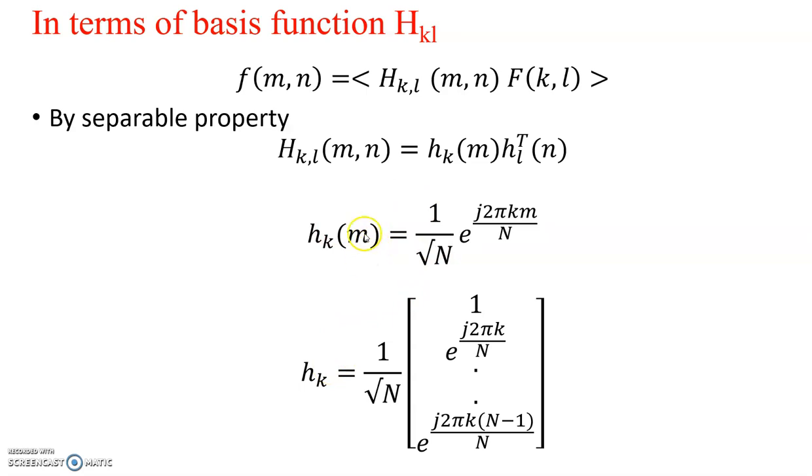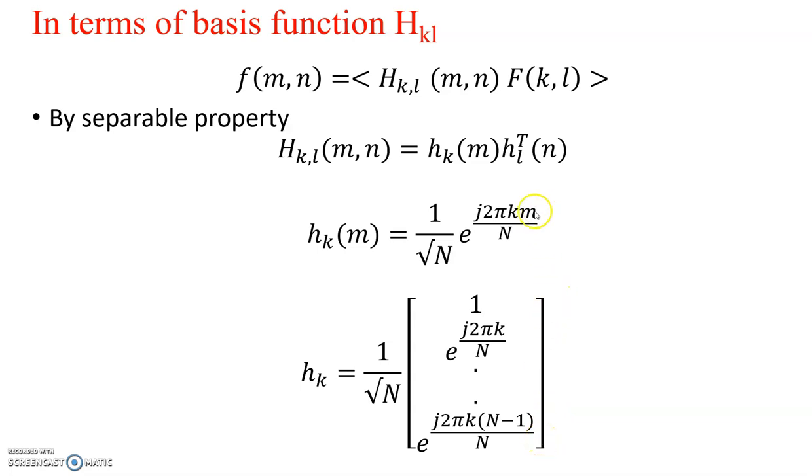Now I start with HKM. As we know, M ranges from 0 to n minus 1, as well as K ranges from 0 to n minus 1. So I write down the expression for HK. M ranges from 0 to n minus 1. I have 1 by root n, I can take it outside. You know this is one dimensional, so I take 1 by root n outside, and this will be a column vector.